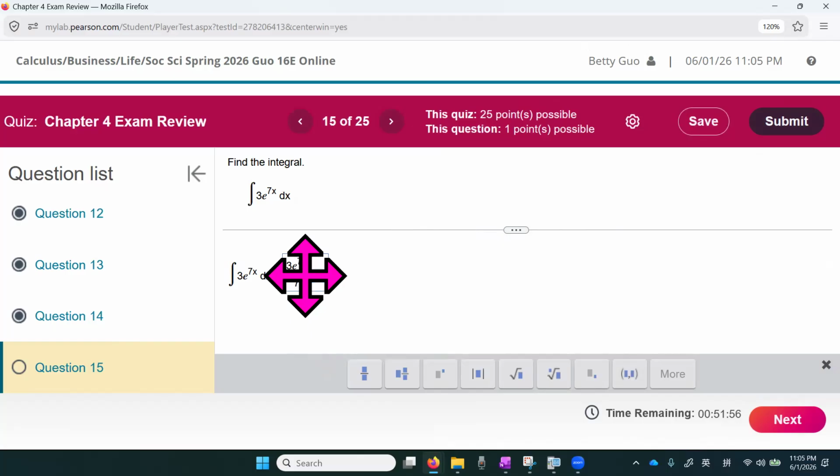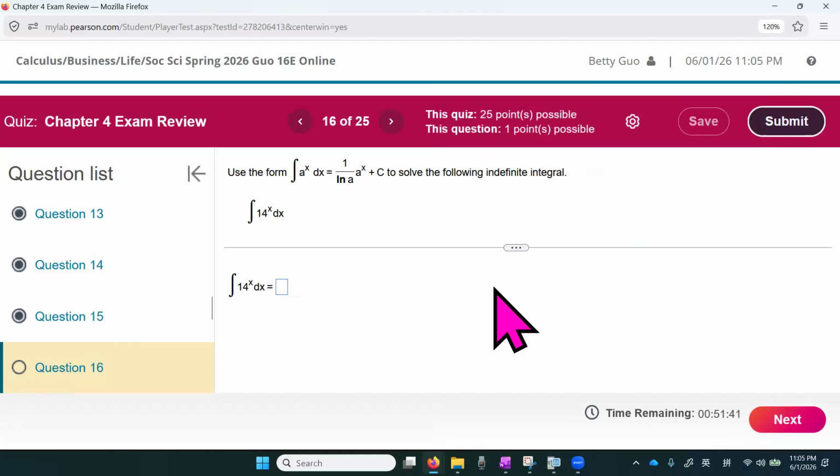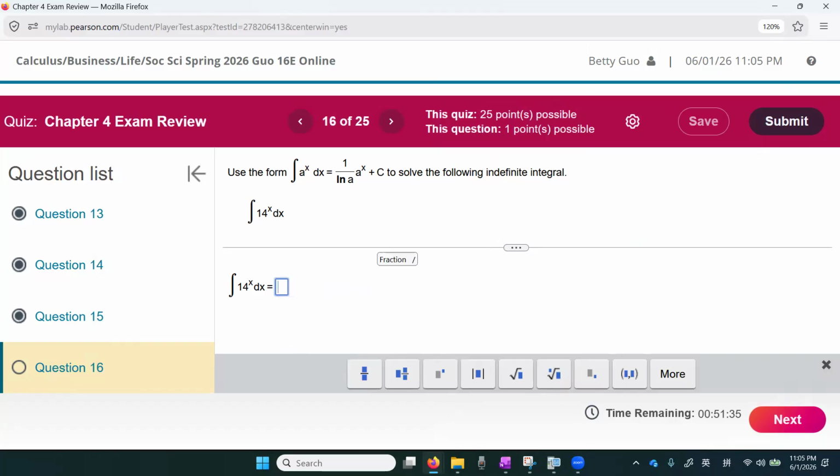You remember you should double check, right? If we take the derivative of e to the power of 7x, we have e to the power of 7x times 7. Now 7 will cancel the 7 in the denominator, and we have 3 here. So that's correct. 14 to the power of x. It should be 14 to the power of x over ln 14 plus c.